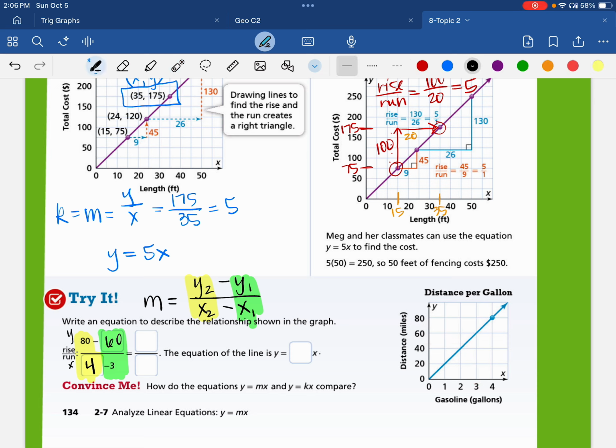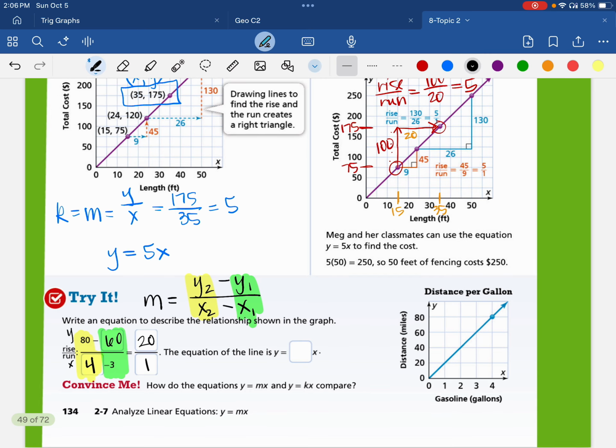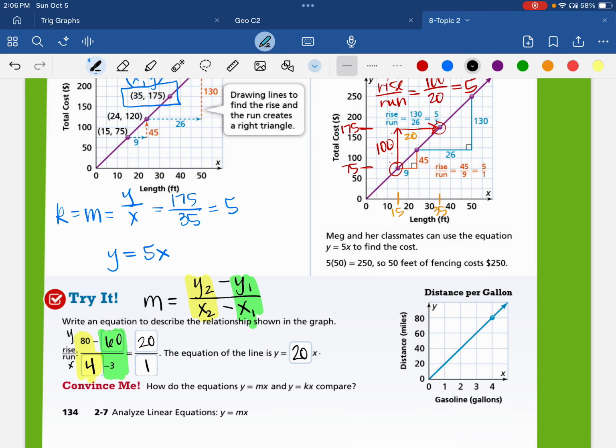Then we just do the subtraction. 80 minus 60 is 20. 4 minus 3 is 1. So 20 divided by 1 gives me my slope of 20. The equation is y equals 20x.